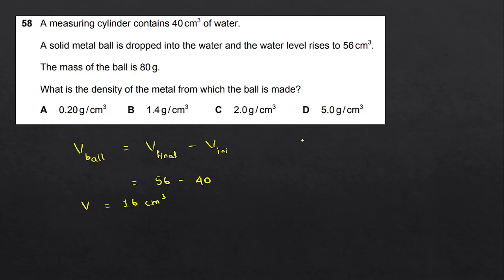Now to find density, we'll use the formula density equals mass over volume. This will be 80 over 16. 80 over 16 is 5. So 5 gram per cm cube. Correct answer is option D.